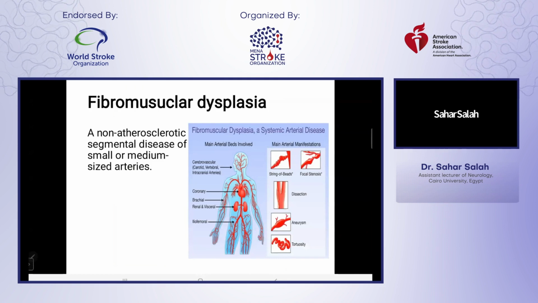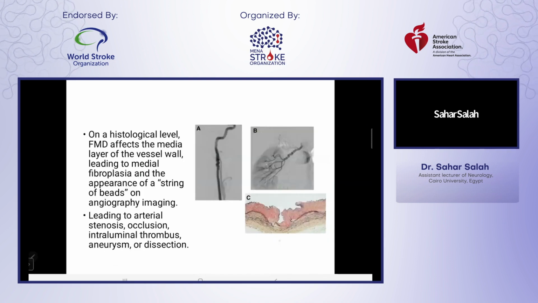Fibromuscular dysplasia is a non-atherosclerotic segmental disease of small or medium-sized arteries. On the histological level, FMD affects the medial layer of the vessel wall, leading to a medial fibroplasia and the appearance of a string of beads on angiography imaging.